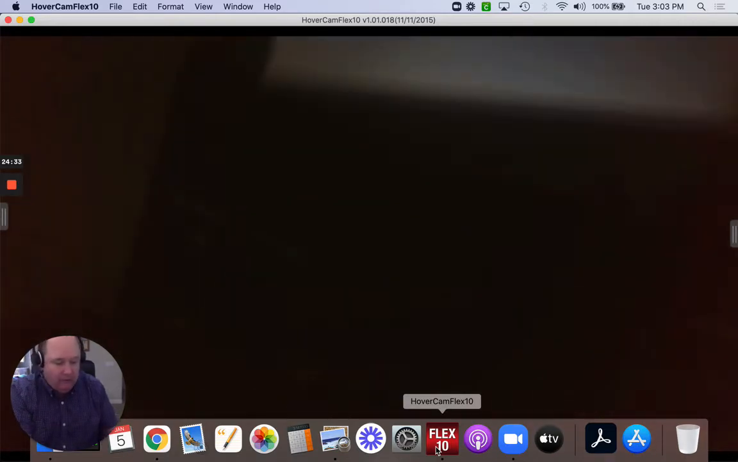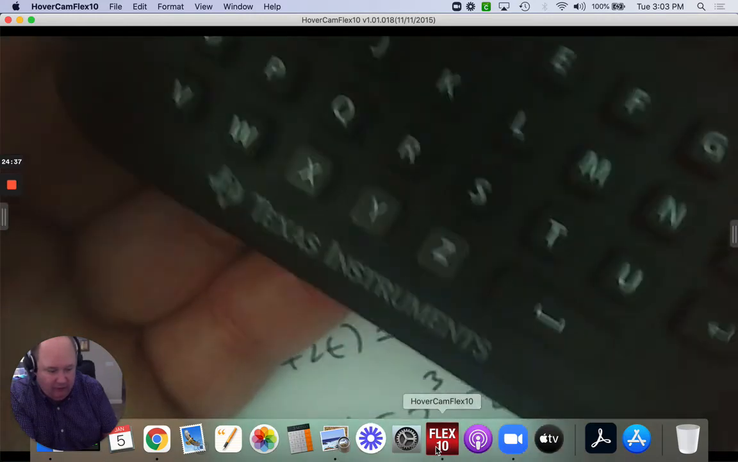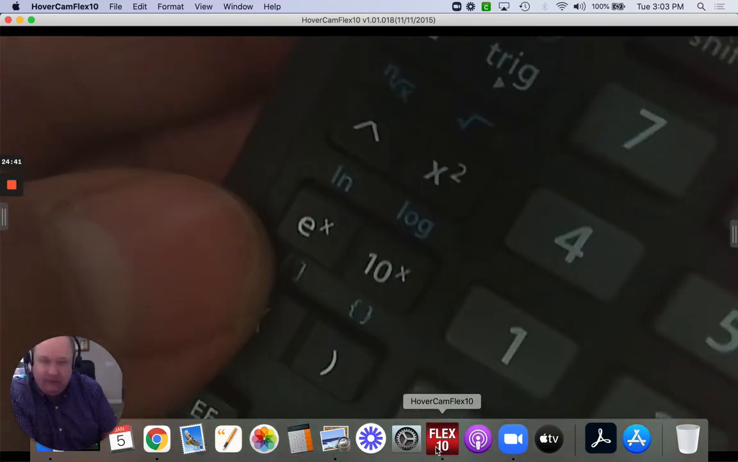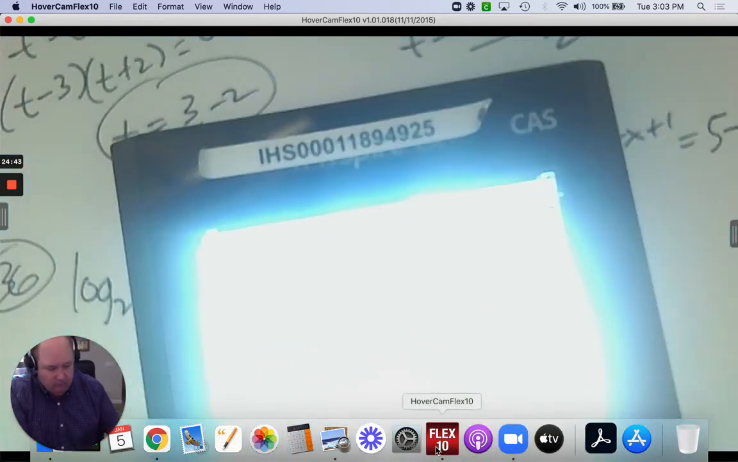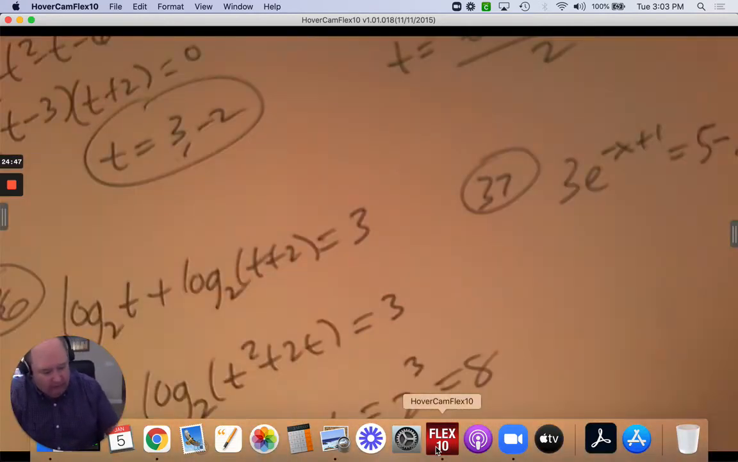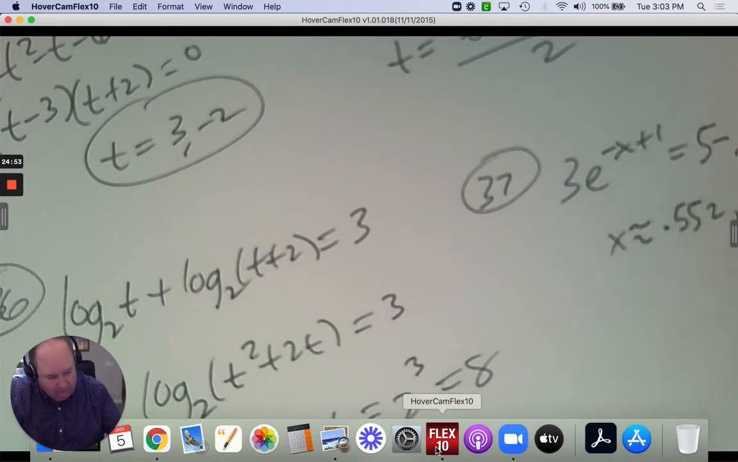Be careful. This is the e you're using, right? That e. You're not using that e. No, that's the keyboard. That's the number, e. And then you have your two answers. So I'm just going to write it to 3 decimal places. So one is 0.552, and the other answer is 1.963.